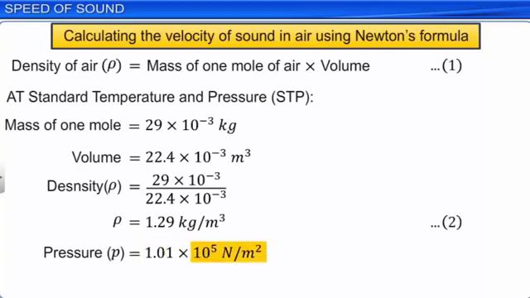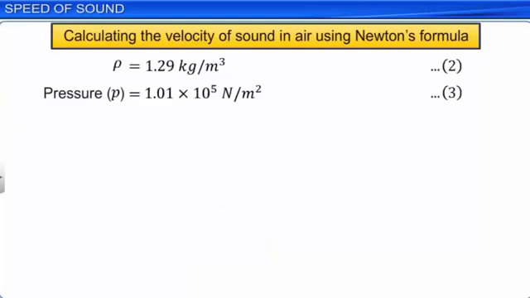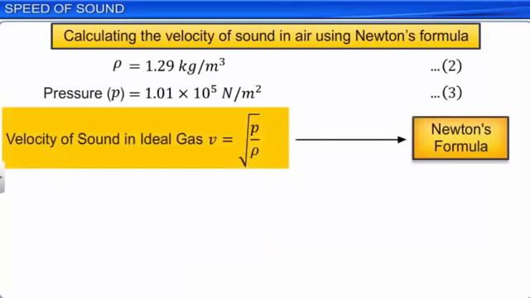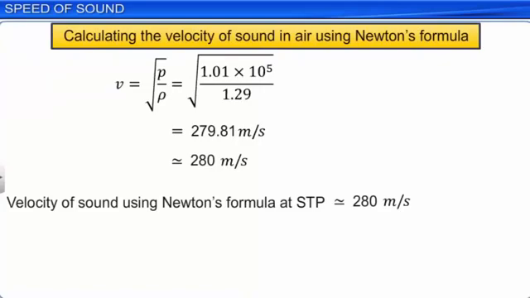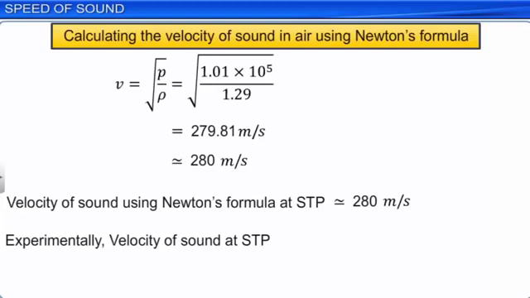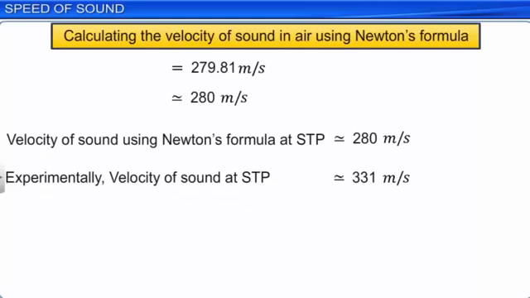Substituting the values of 2 and 3 in Newton's formula, we get the velocity of sound in air at standard conditions of temperature and pressure, according to Newton's formula, is V is approximately equal to 280 meters per second. But the experimental value of the velocity of sound in air at standard temperature and pressure conditions is nearly 331 meters per second. This means the value derived from Newton's formula is about 15.4% less than the experimental value. This variation in magnitude in the experimental value and the calculated value cannot be attributed to experimental errors. Hence, there arose a need to revisit Newton's assumptions on deriving the expression for velocity of sound in gases.